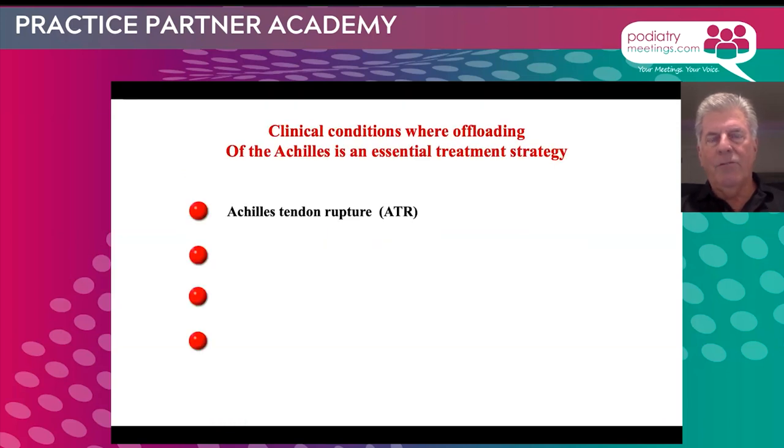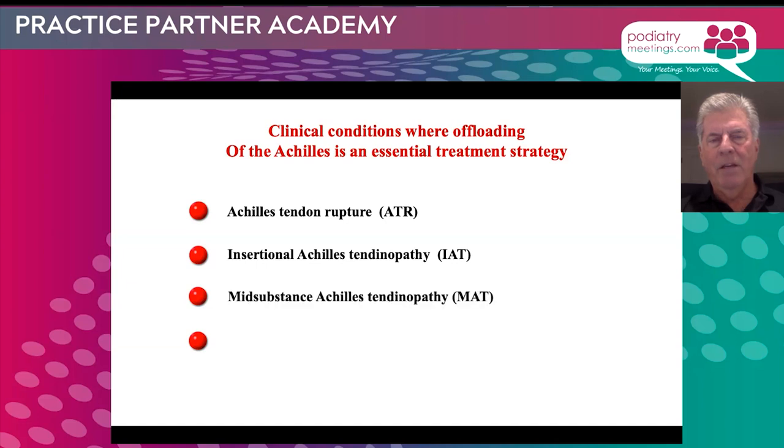There are many conditions where we're trying to offload the Achilles from specific injuries, such as the most severe, the acute Achilles tendon rupture, the more chronic mid-substance Achilles tendinopathy, the insertional Achilles tendinopathy, and then indirectly the plantar fasciopathy, which is directly related to the Achilles.